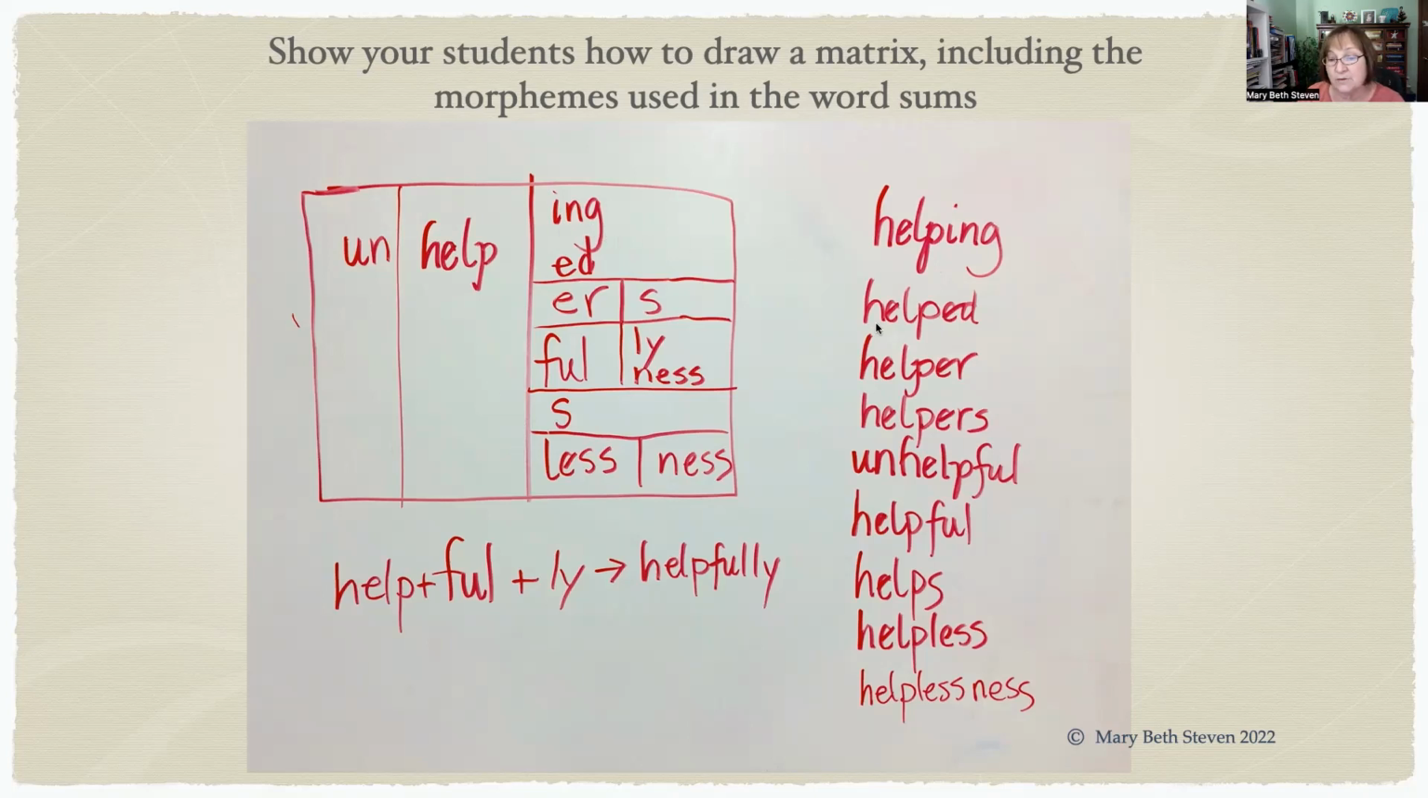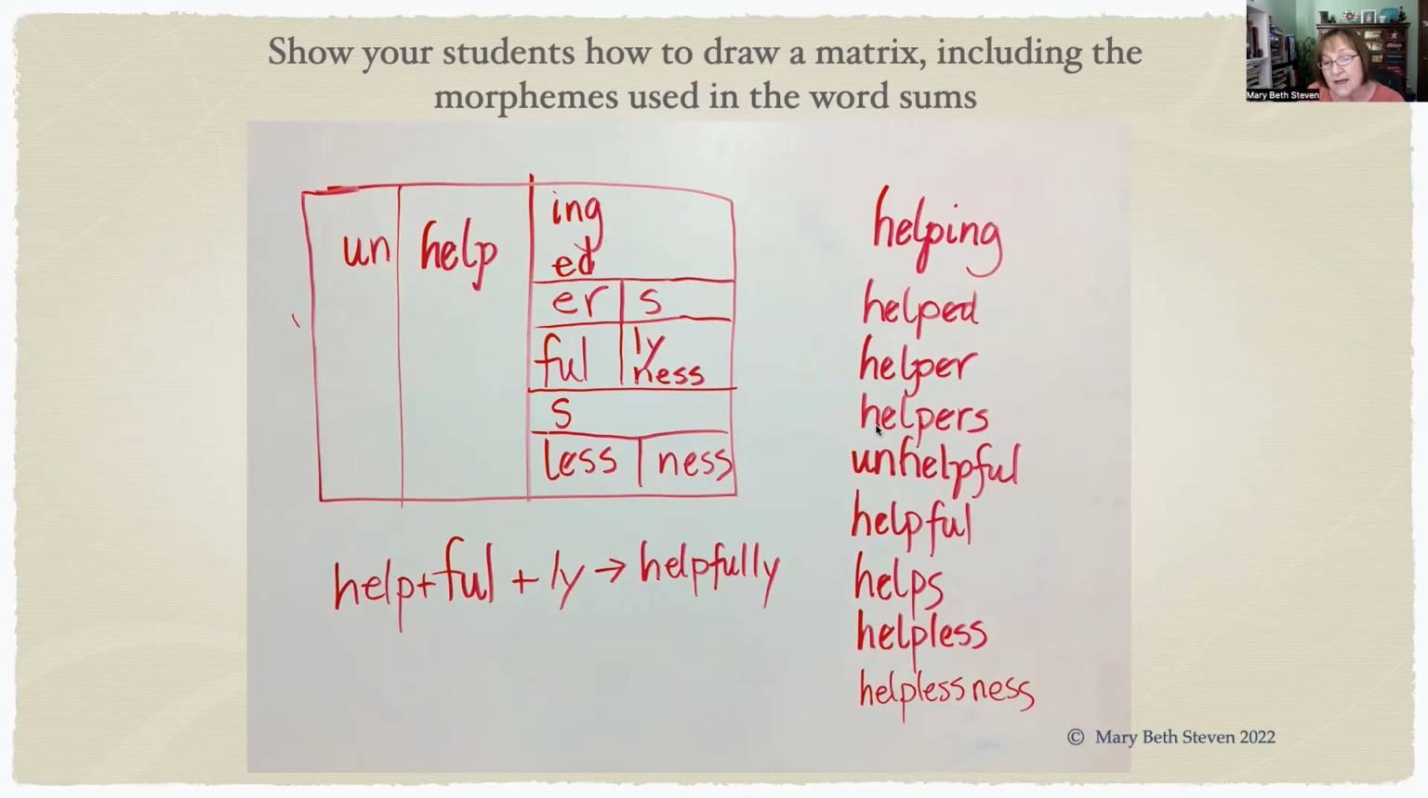Okay. Second word, HELP plus what? ED. Okay, I'm going to put that right below ING. HELP plus what? ER. Right, exactly. I'm going to put that right here. At this point, I haven't put this line that you see separating the ED and the ING from the ER. Haven't done it.